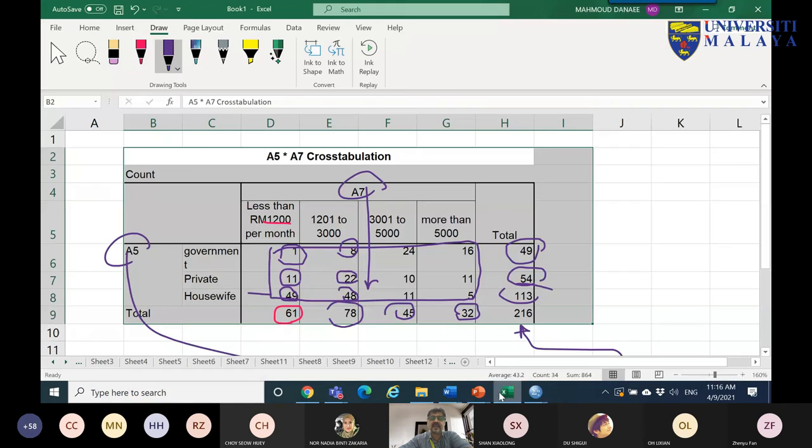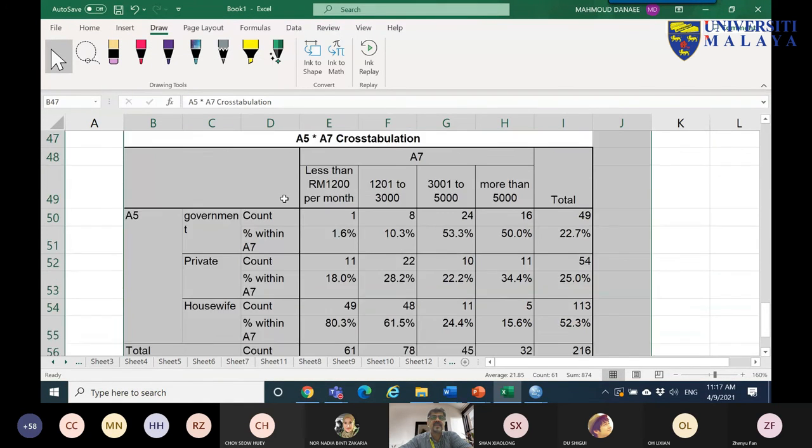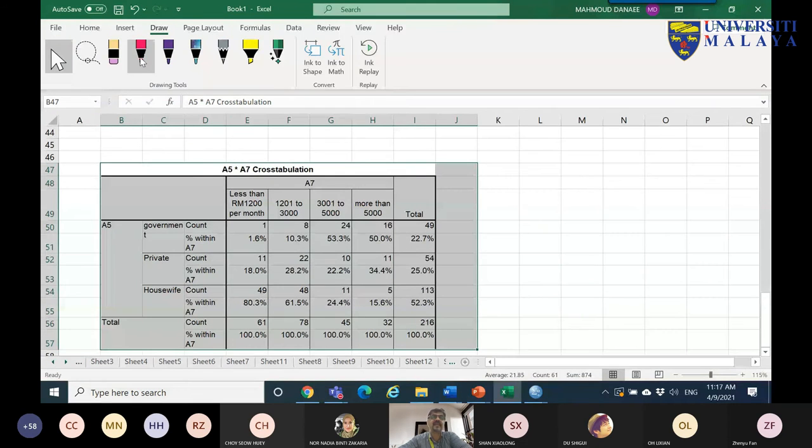So now see, copy this table again, paste. Now this table is much more detailed and we have a better picture. We can say from 100% of subjects who receive a salary less than 1,200, the majority of them are housewives, followed by private, and the minority is from government. For those people who receive a salary between 1,200 to 3,000, still the majority are housewives, same pattern, but the frequencies are different from this group, right? And for those subjects receiving a salary between 3,000 to 5,000, this pattern changes. The majority of them are from government, and then the rest followed by private and housewives. Same pattern for more than 5,000.